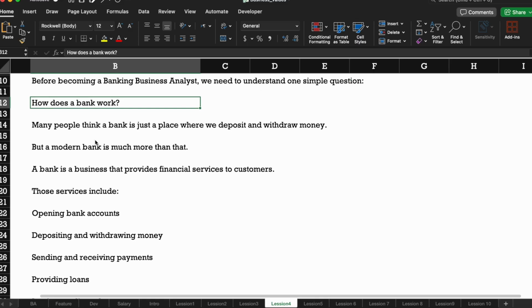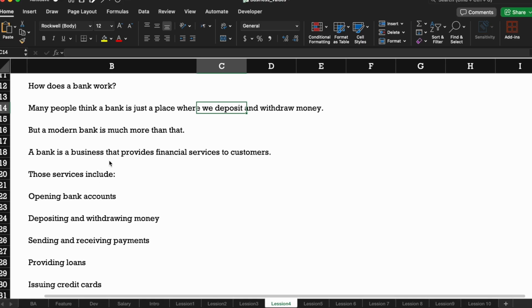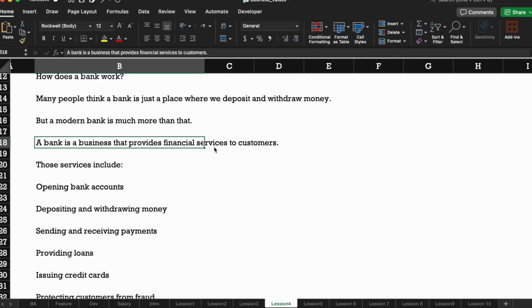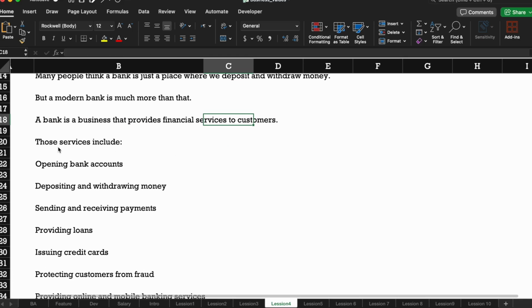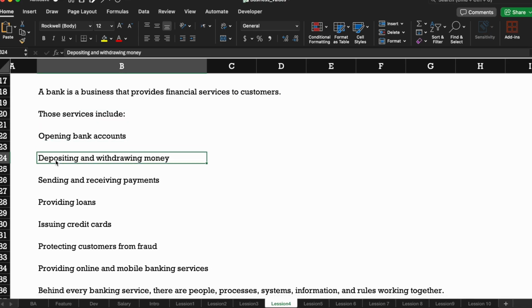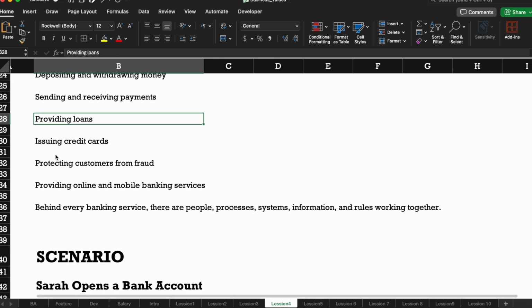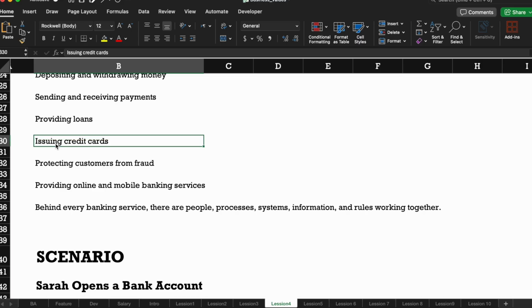Many people think a bank is just a place where we deposit and withdraw money, right? But a modern bank is more than that. A bank is a business that provides financial services to customers. Those services include opening a bank account, depositing and withdrawing money. You are familiar with this one, right? Sending and receiving payments, providing loans, issuing credit cards and debit cards, protecting customers from fraud, and providing online banking services like investment.